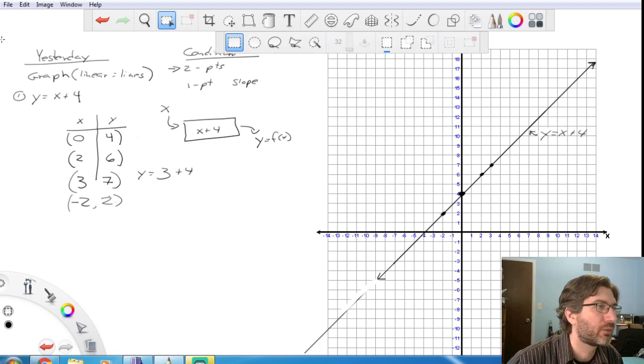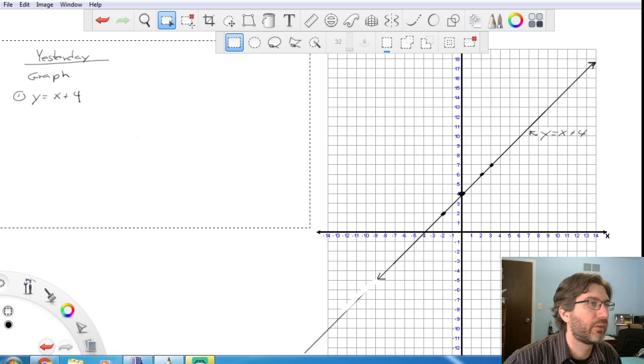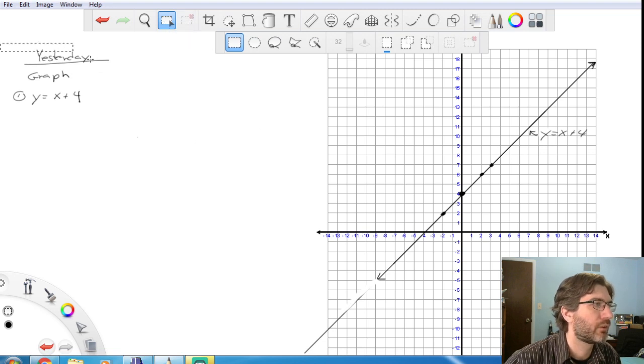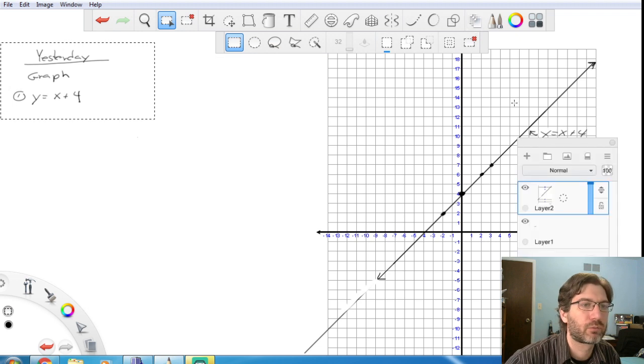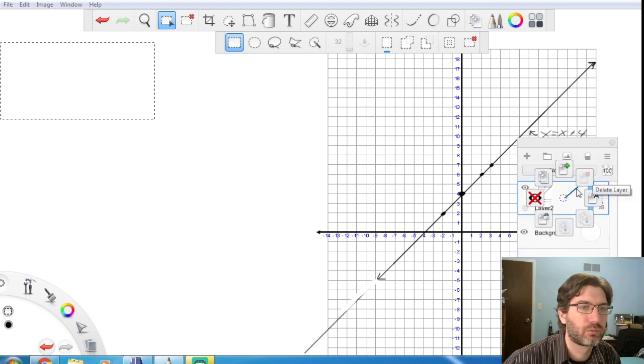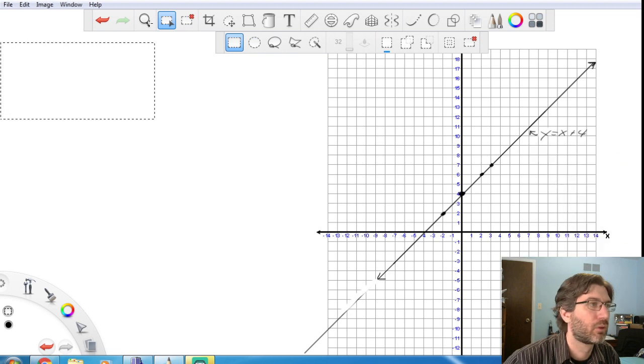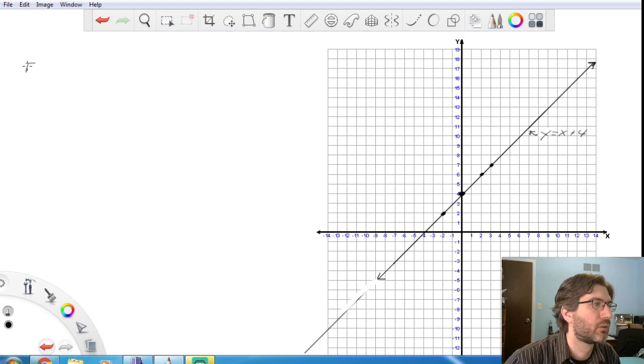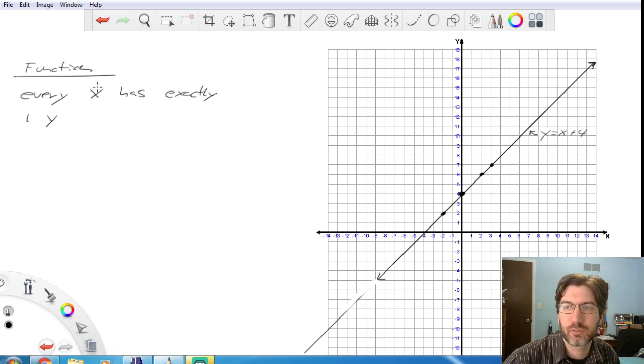Okay, when it won't be a function. That goes to your definition. That's in a different line. That goes by your definition of a function. Every x has exactly 1 y. If this is true, then it's a function. So every x value, if it has exactly 1 y, then it'll be a function.